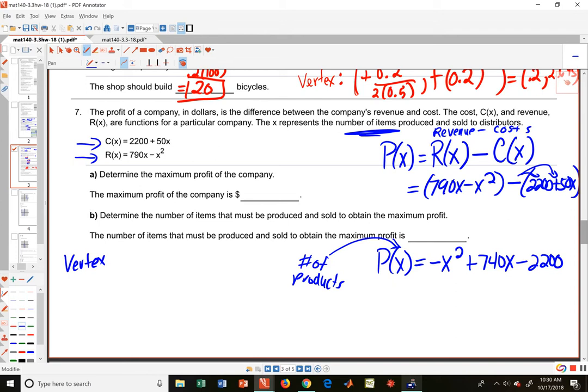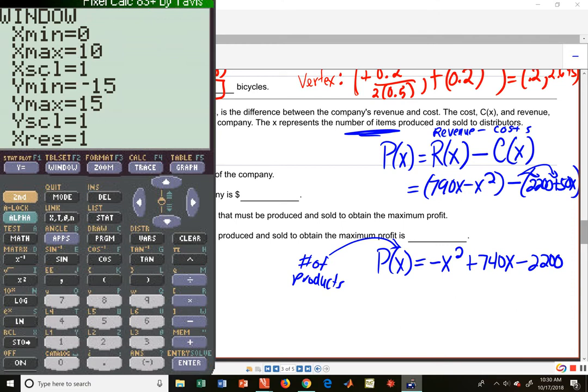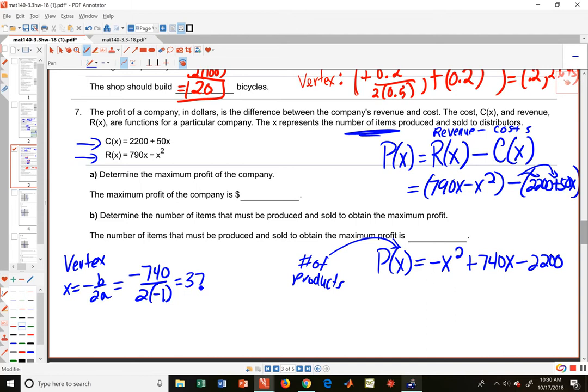So remember the vertex formula. The x coordinate of our vertex is negative b divided by 2a. This actually is important information at this juncture. So you get negative 740 divided by 2 times a minus 1. So it looks like our vertex is located at 740 divided by 2. Now 740 divided by 2, I wonder if it'll let me do it like that. It did. So it's 370. So 370 is the location of our vertex.